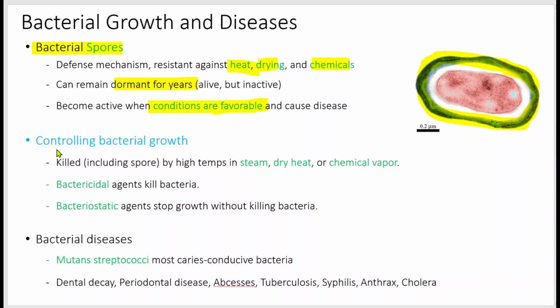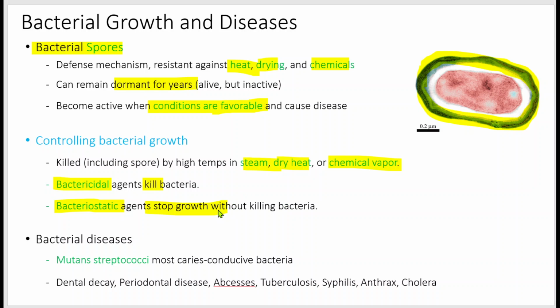Things that we can do to control bacteria: usually, to kill the spores, you need high temperature and steam, or dry heat, or chemical vapor. Bactericidal agents are the ones that can kill, like from "cidal". And bacteriostatic are the ones that can stop the growth of the bacteria without killing it. So there are two types of agents.